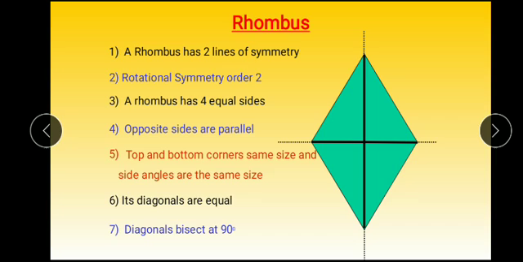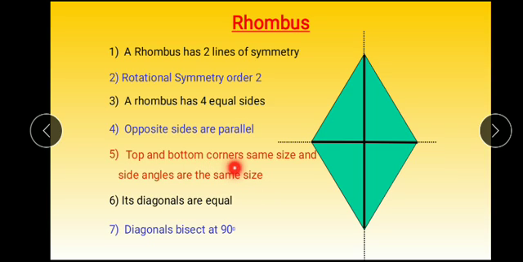It is just similar to a square, but the difference is that in a square all the corner angles are equal to 90 degrees, whereas in a rhombus the corner angles are not equal to 90 degrees. Opposite sides are parallel. So these two opposite sides are parallel, and these two are also parallel. Top and bottom corner angles are the same size, and the side angles are the same.